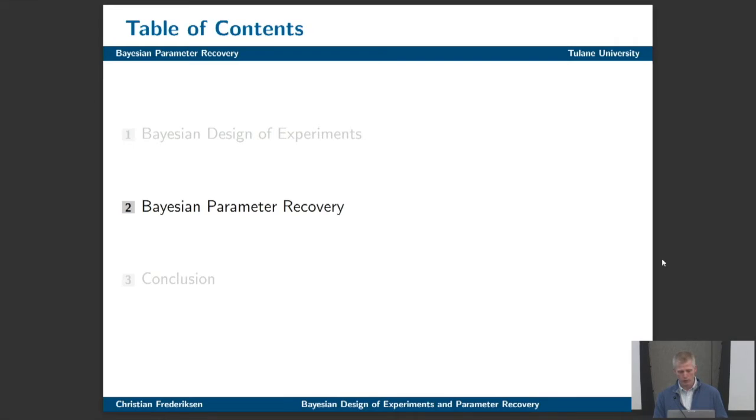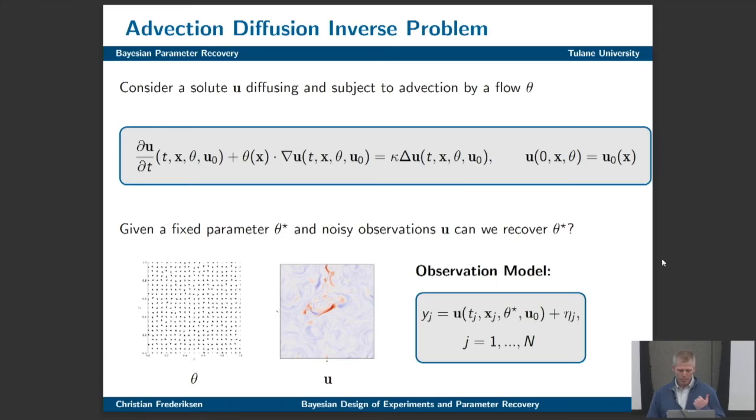Now I'll shift and talk about Bayesian parameter recovery, which is going to tie back into DOE. The toy model that we've worked a lot with is the advection diffusion equation.